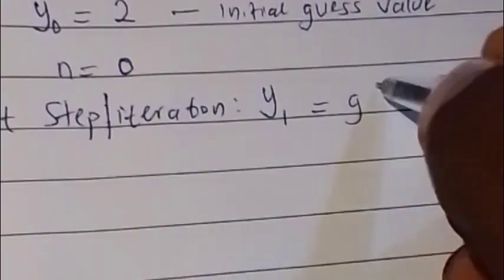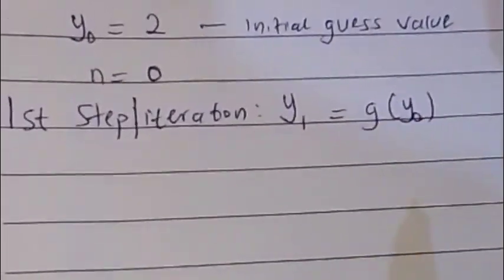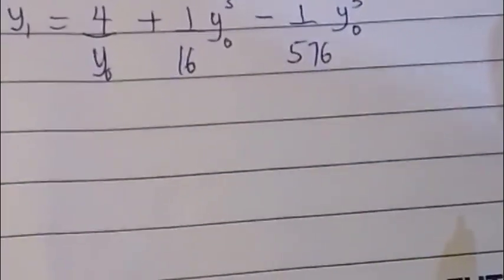So the first iteration tells us to start with our n equal to 0. So if my n is equal to 0, I'll have y sub 1 equals g of y sub 0. So our y sub 1 will be 4 all divided by y sub 0, plus 1 over 16 y sub 0 to the power of 3, minus 1 over 576 y sub 0 to the power of 5. So what is my y naught? My y naught is 2.